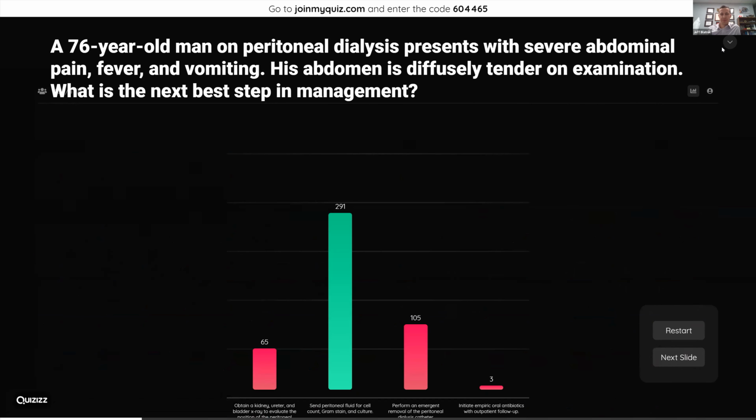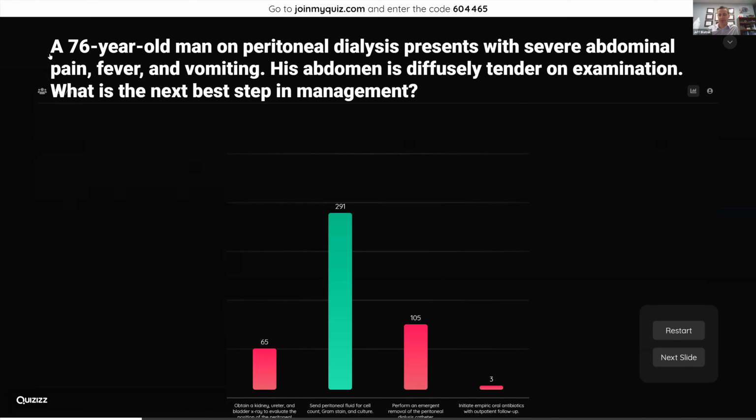So good job. The majority of you picked the correct answer. This is a patient, you have to assume, who has been on peritoneal dialysis for a while, based off of what's given to you in the stem, who comes in with severe abdominal pain, fever, and vomiting. He's diffusely tender. So this is an intra-abdominal infection until proven otherwise, presumably based off of his dialysate. So your first step is going to be to send the fluid for culture, cell count, and gram stain, and then you would likely start him on antibiotics.